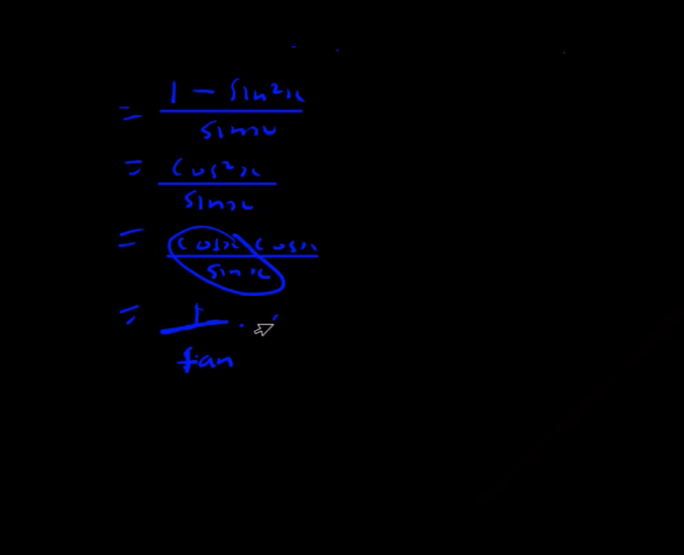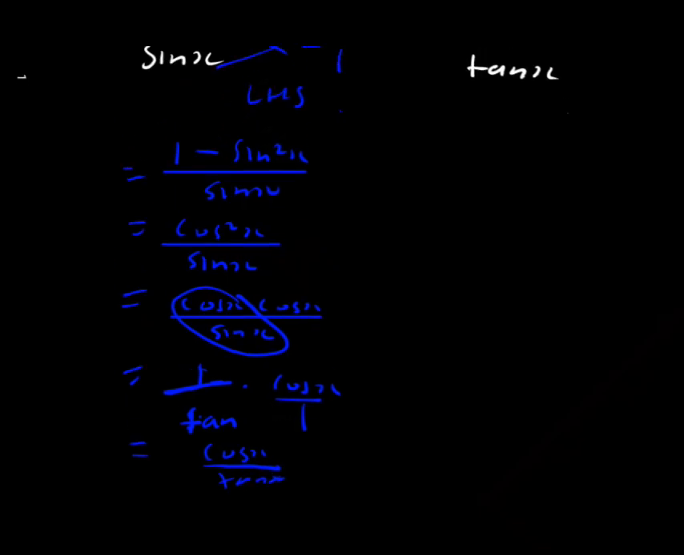So now we have 1 over tan times cos, right? So this is the same as cos over 1. So obviously, multiplication of fractions. Here nothing cancels. So if nothing cancels, numerator multiplies numerator, and denominator multiplies denominator. So there we have it. We have the right hand side.